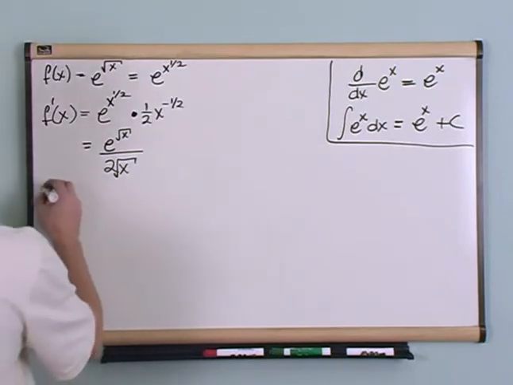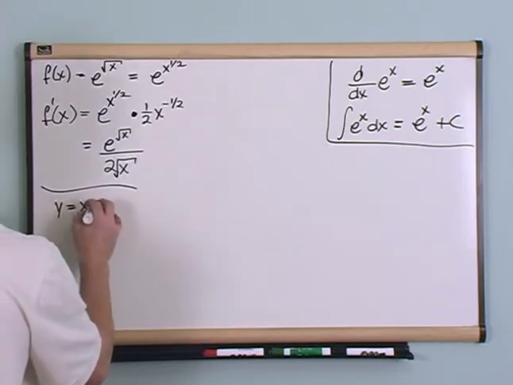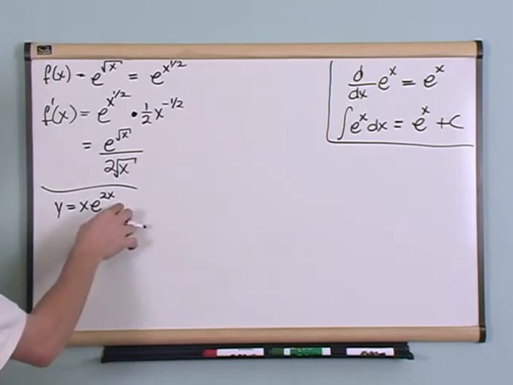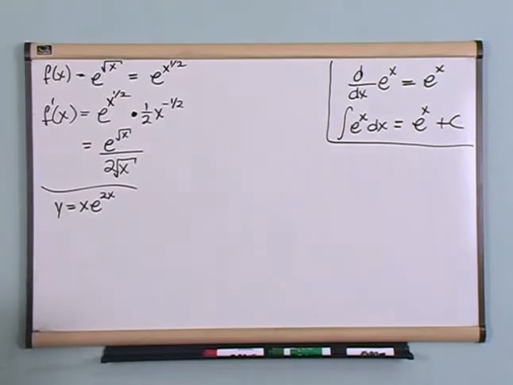Okay? What if you have y is equal to x times e to the 2x? Again, you have e to the power of some function of x, but you don't quite have this. It's almost the same, but it's not quite the same. So how do you take the derivative of that? Plus you have x multiplied out front.